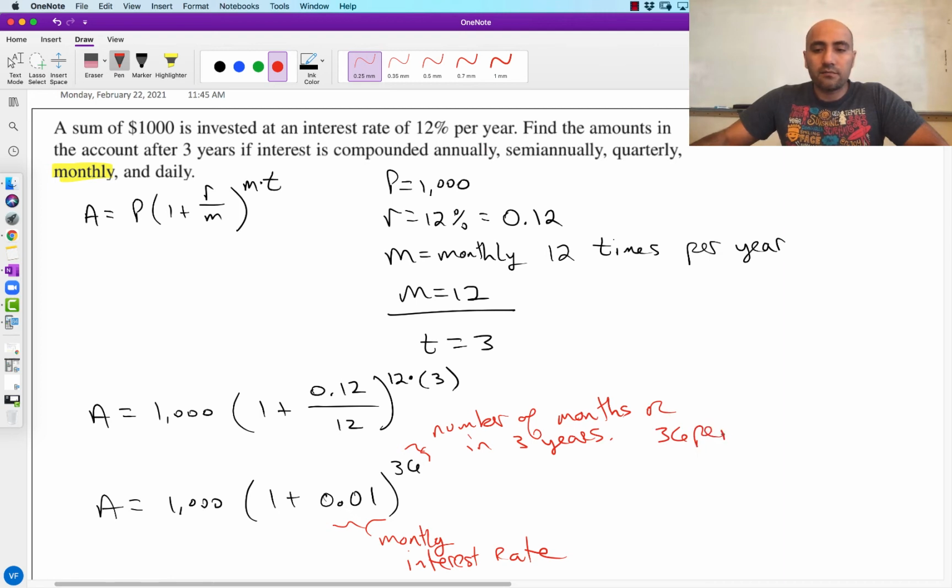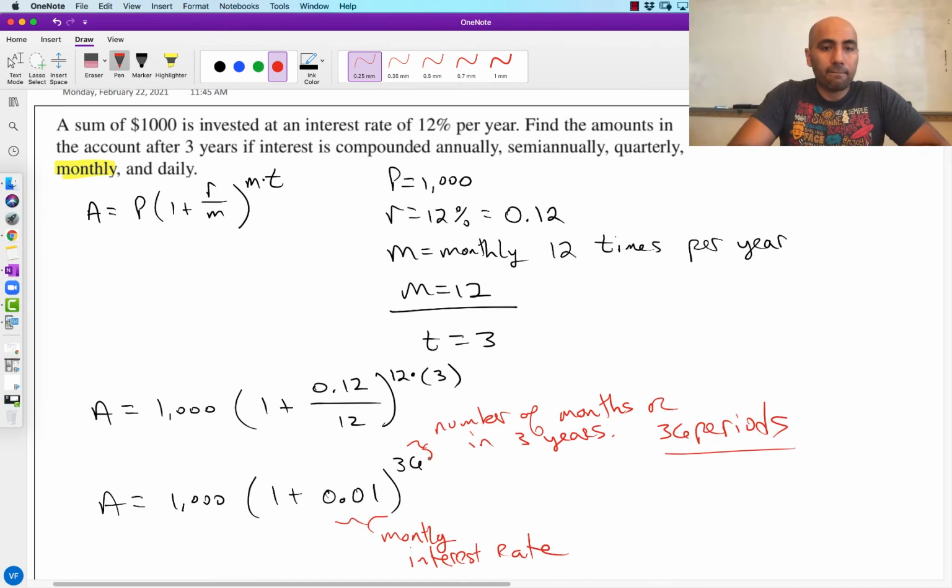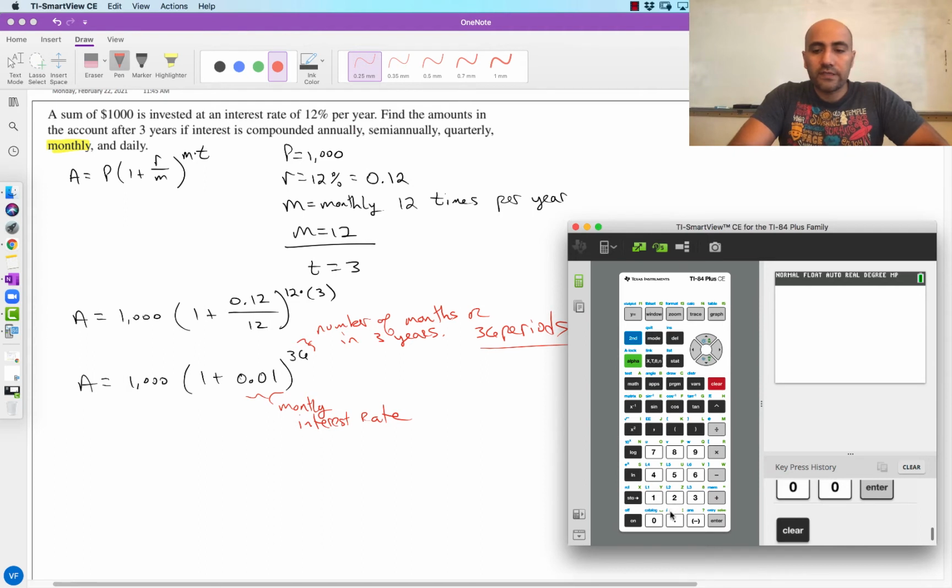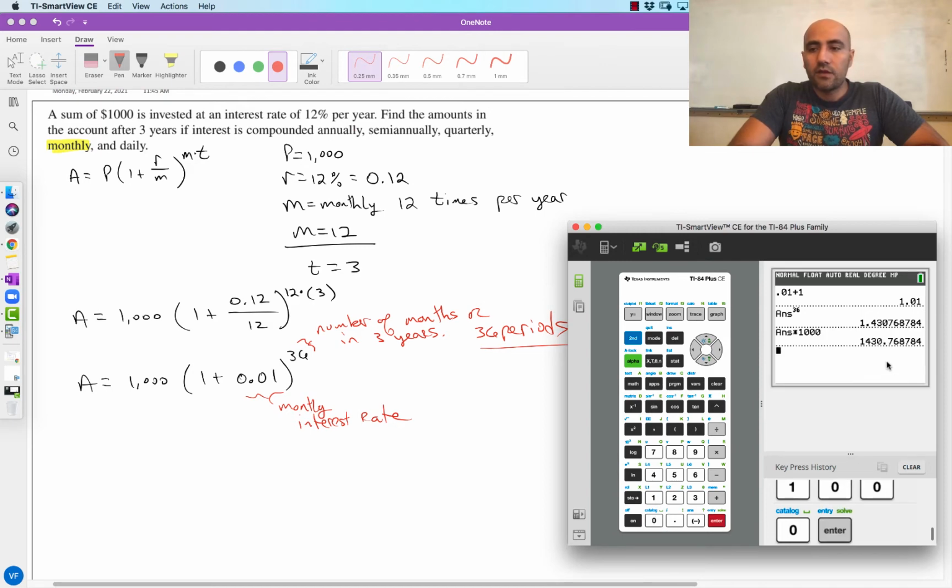36 periods. And these have to match here. These are the monthly interest rates. This is how long a period is. A period is 1 month. In 3 years, there are 36 periods. Okay, so now that we have that, we punch it into our calculator and get a more precise answer. So it's going to be 0.01 plus 1, that'll be this part here, raised to the power of 36. And then we multiply that by 1,000. Okay, so we get 1430.77.